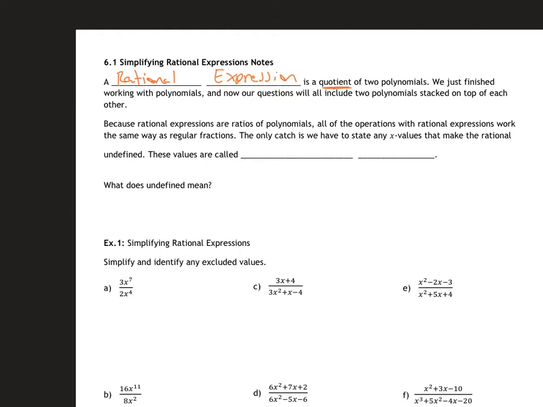Because rational expressions are ratios of polynomials, all the operations will work the same way as regular fractions. The only catch is that we have to state any x values that make a rational expression undefined. These are called excluded values. Sometimes you hear these called restricted as well, R-E-S-T-R-I-C-T-E-D. Basically, the denominator can never equal 0. So what does undefined mean? The denominator can never equal 0.